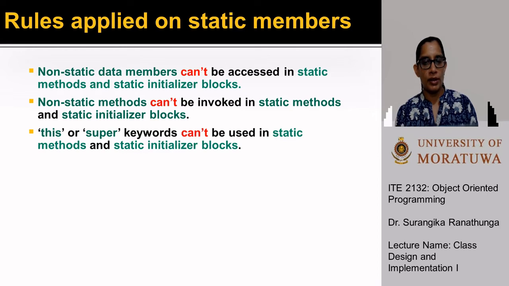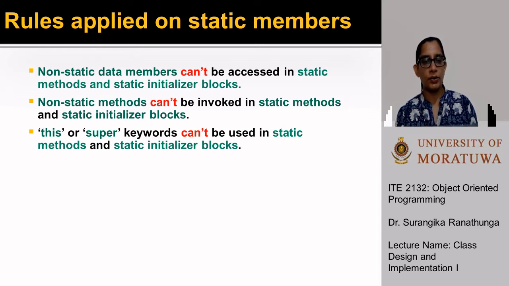Why? Because the static method might be called even when no object has been created. So if no object has been created from a class, it might mean that these instance variables or non-static data members do not have any values initialized. So it might run into an error. So in order to avoid such situations, the static methods cannot access non-static data members. And the second rule is non-static methods can't be invoked in a static method. That means static methods cannot call non-static methods.